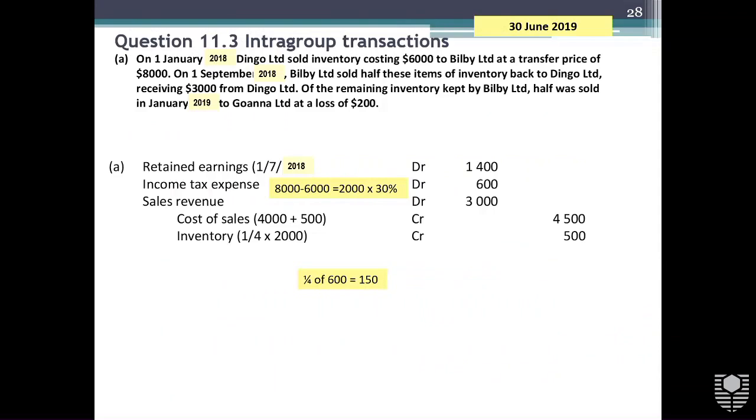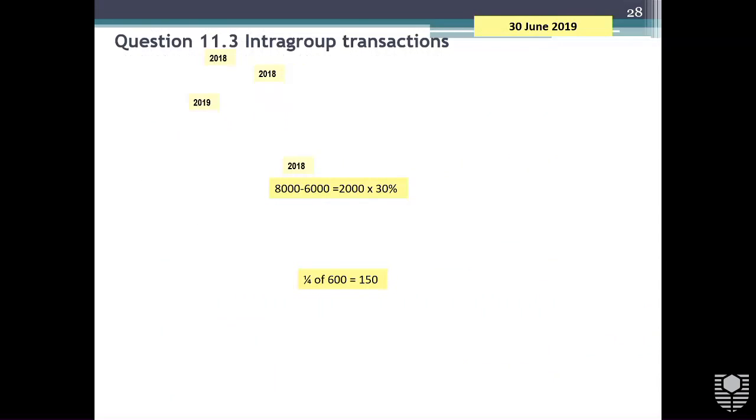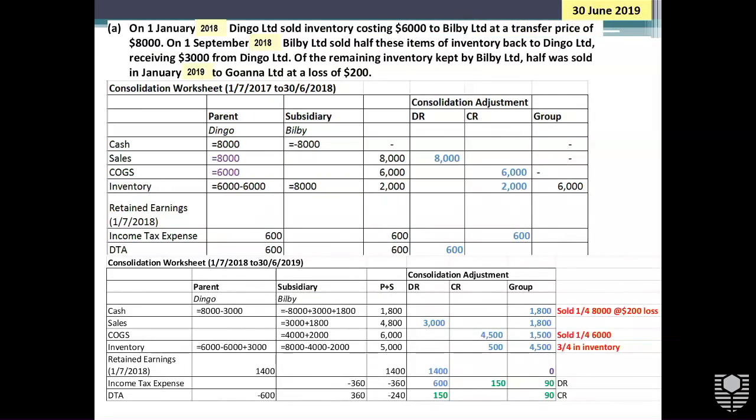Of that 2,000 is the 600. All right, from that inventory, we'll come back. To get that down to 90, we've currently got a deferred tax asset in there of 600. In the books of subsidiary, we're going to be showing an amount in our income tax expense and our deferred tax asset there of 360. We need them to be 90 to get them back. We're going to have to do an adjustment there of 150.